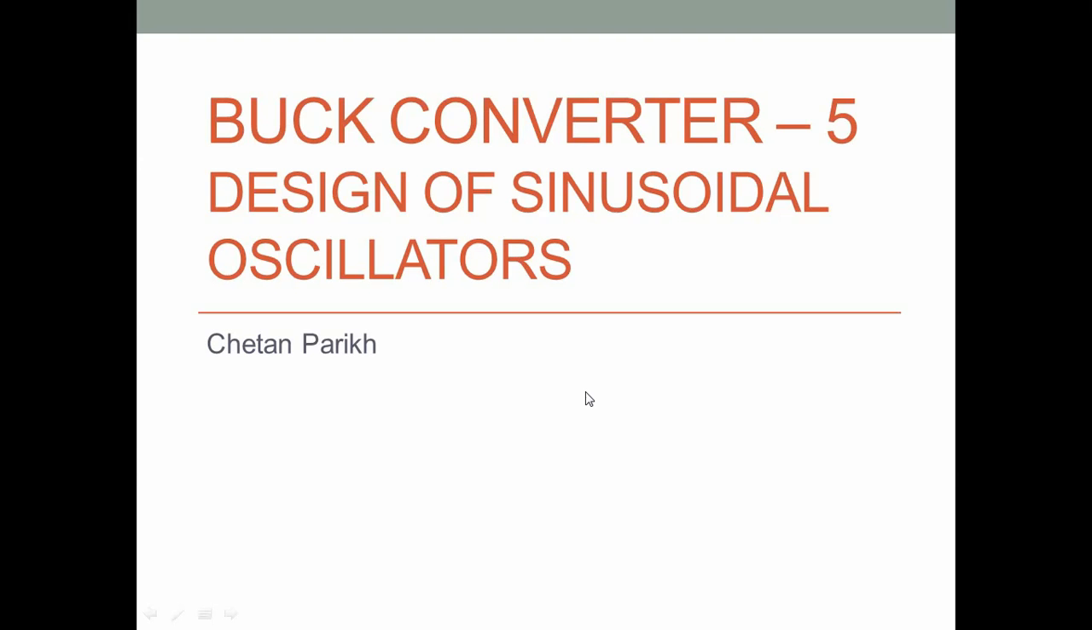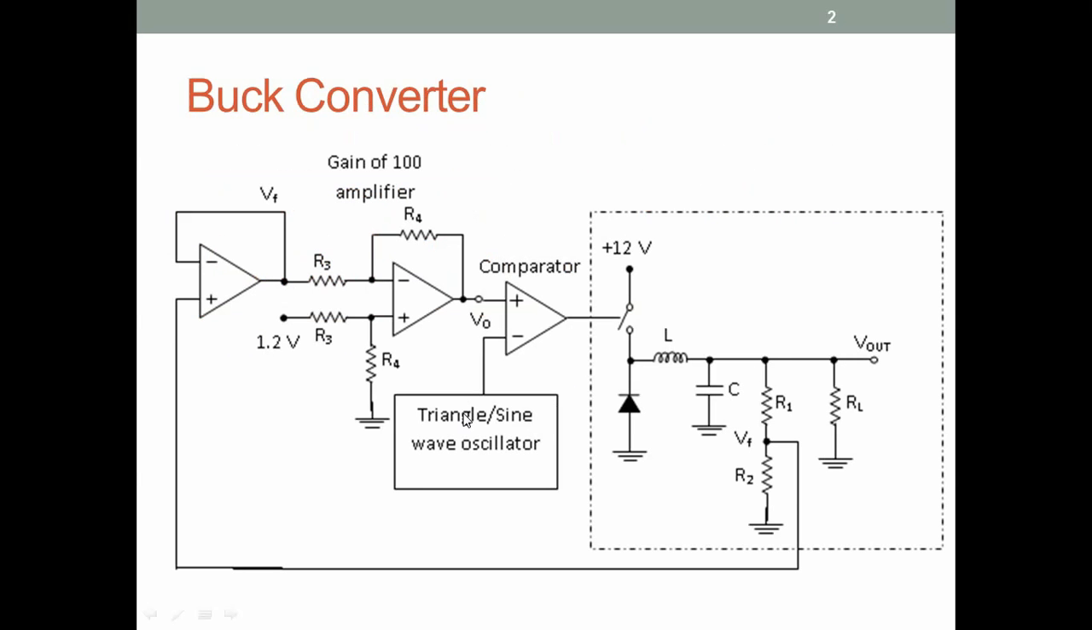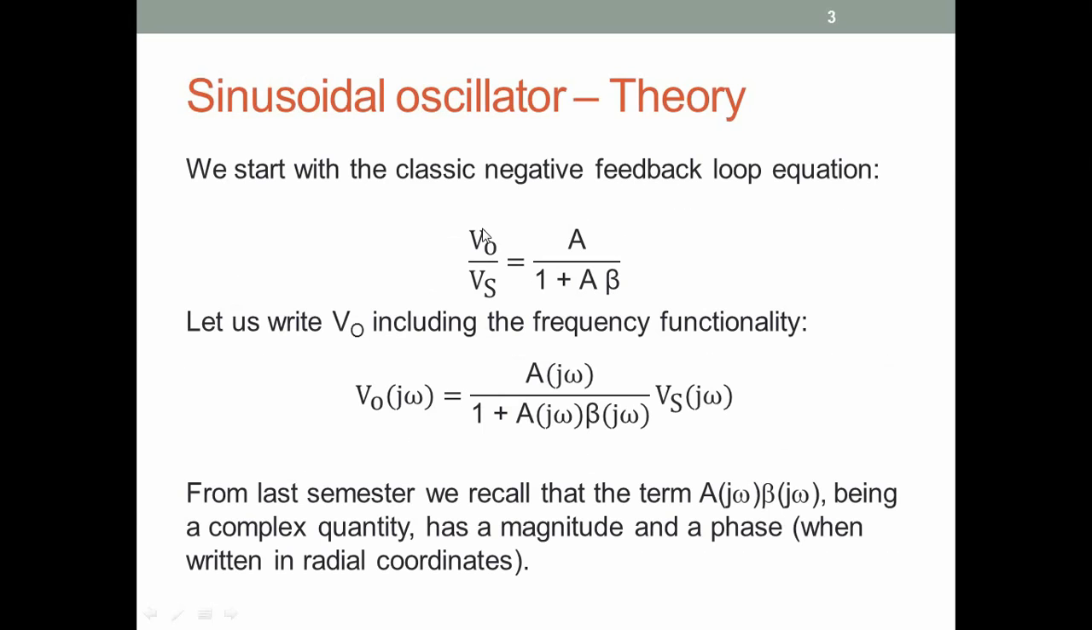Okay, so this is the last lecture in the series on buck converters. Last time we had discussed the triangle wave oscillator, and we had seen that this is an oscillator that is not easy to build in an actual circuit. So today we'll discuss how to design the sine wave oscillator, and that will be the end of all the blocks in this buck converter. So let us start. We'll start with the theory.